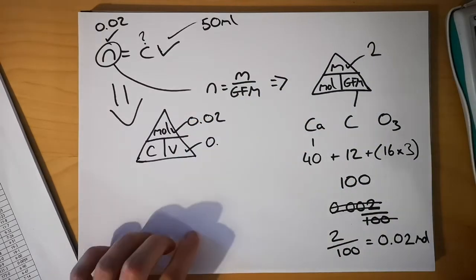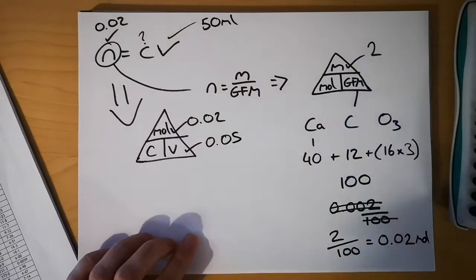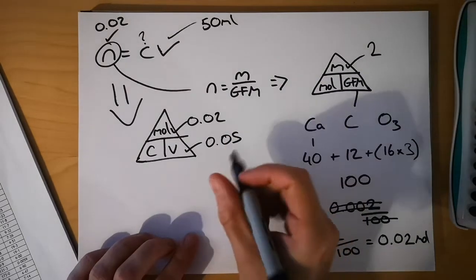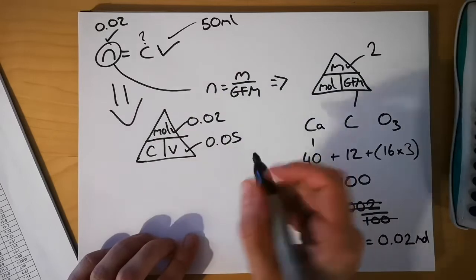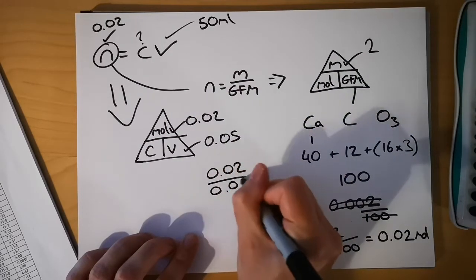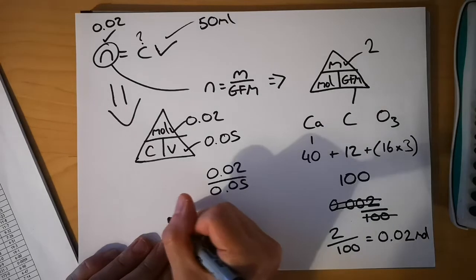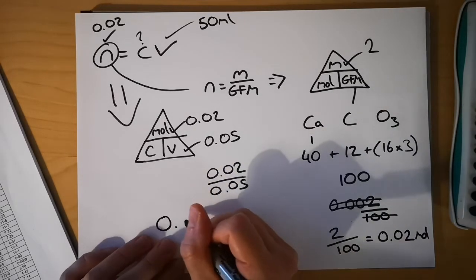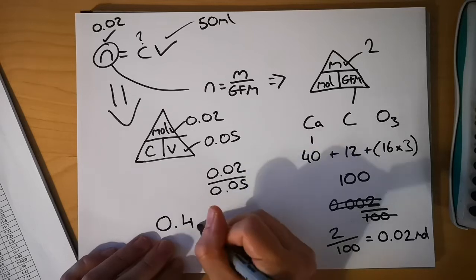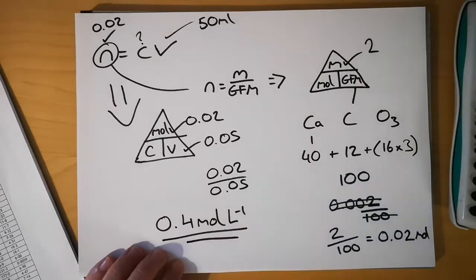Oh, now will I risk doing that again? No. I won't embarrass myself again. 0.05. I suck at counting those numbers. I need to get better at that. So, for my concentration, it's just going to be 0.02 divided by 0.05, which is 0.4 moles per litre, and double underline it.